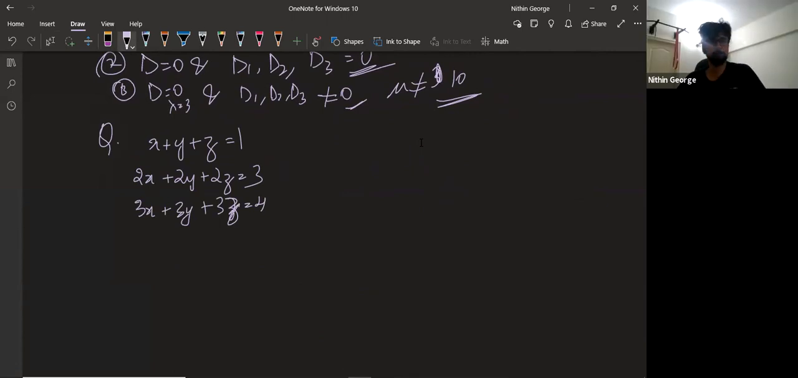Solve these equations. What's the first issue you are facing? B is equal to 0. You can see 1, 1, 1, 2, 2, 2, 3, 3, 3. B is equal to 0.